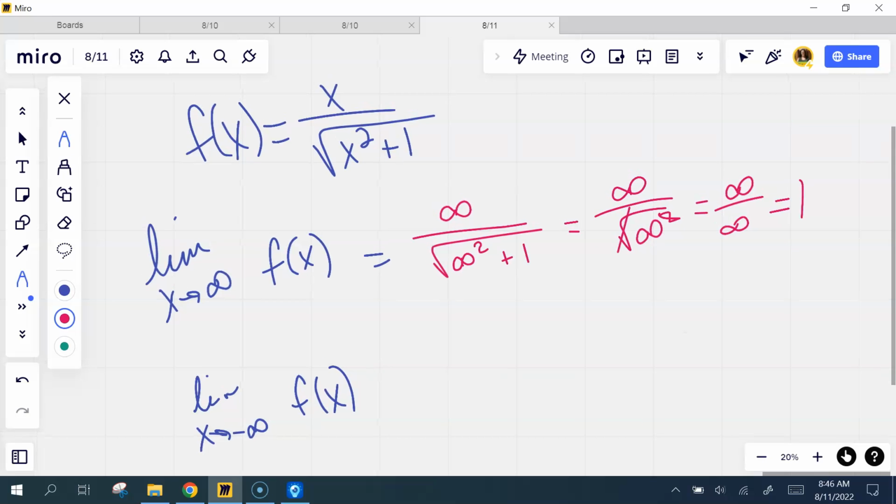Well, because it's infinity. So if you have infinity and then you add 1 to infinity, what do you really have? It's really still infinity.